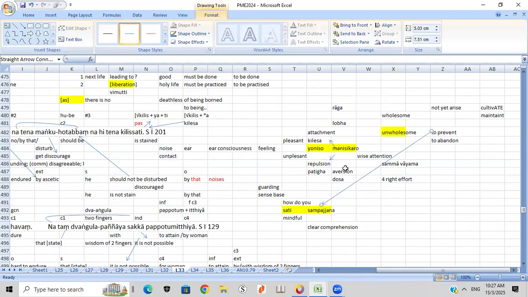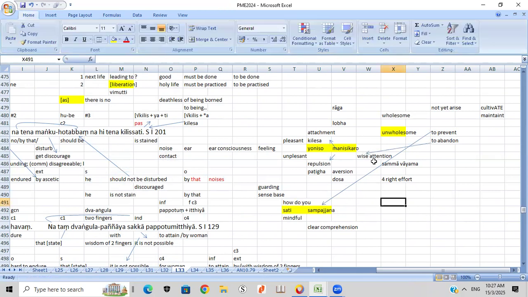This is to prevent, in the event your guarding is not good and it slips through. So it slips through, you are still able to do something. So this is to abandon, using Yoniso Manasikara, because it is a wise attention. It applies wise attention to get rid of it. So the right effort here, Samma Vayama, is the same as Samma Sampadana.